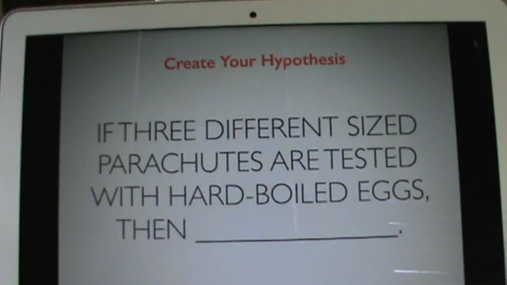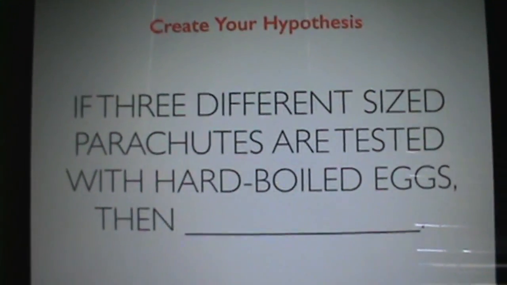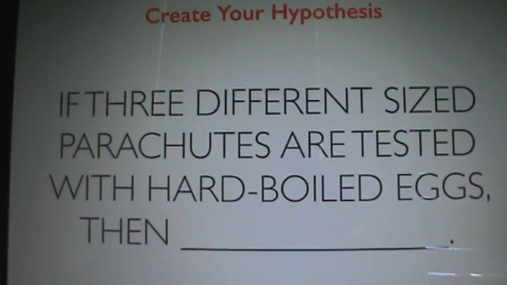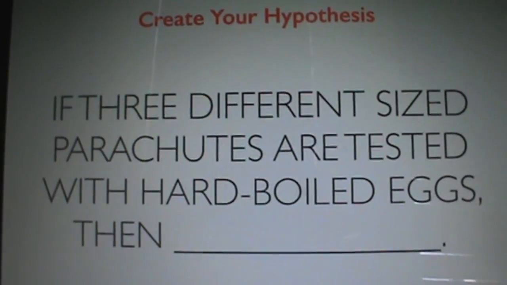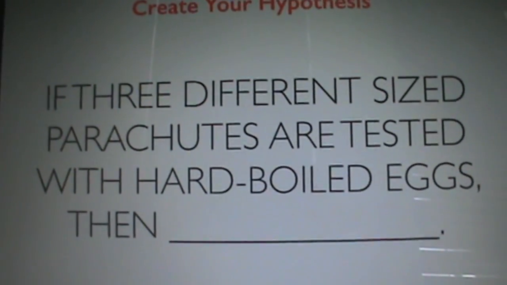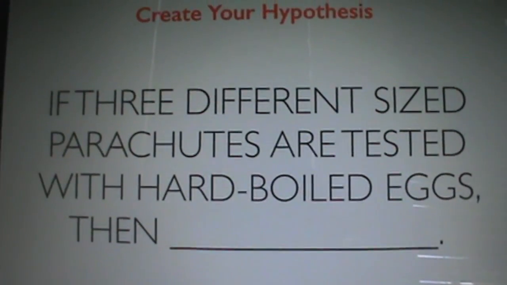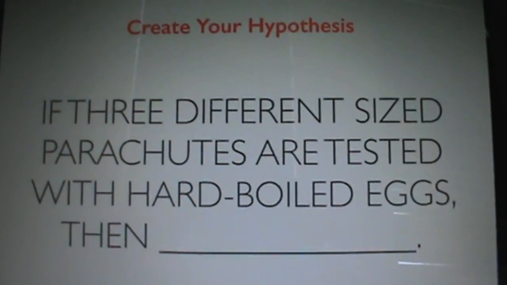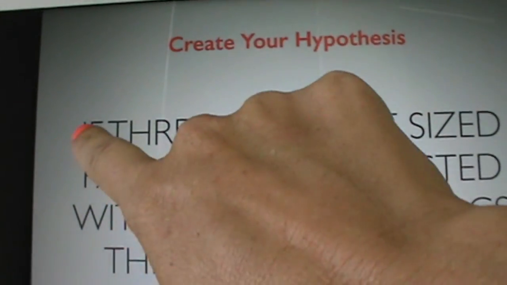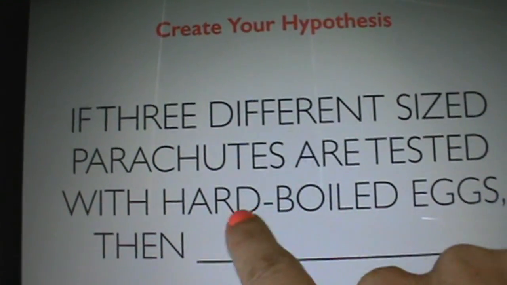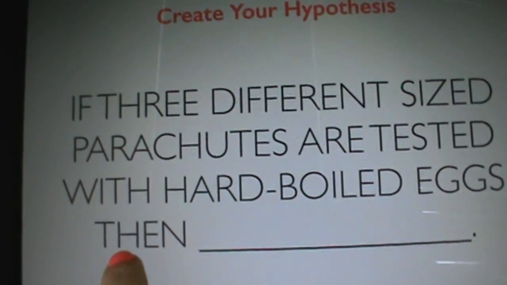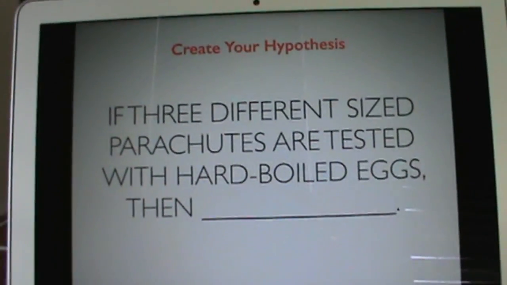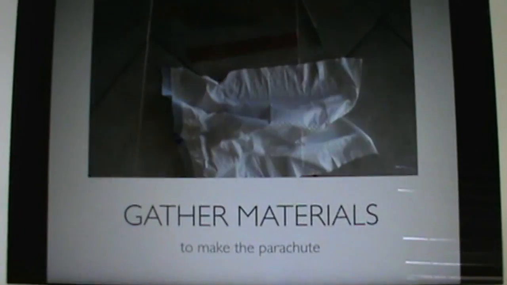And then you're going to create a hypothesis. I started one for you if you'd like. If 3 different sized parachutes are tested with hard-boiled eggs, then what's going to happen? What result do you expect to see? Now, I wrote it in the proper hypothesis format, starting off with the word if. If something is changed or altered, then this is going to result. Make sure you're writing it in the proper hypothesis format.